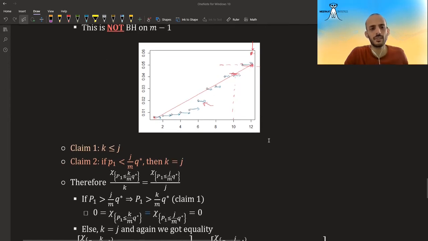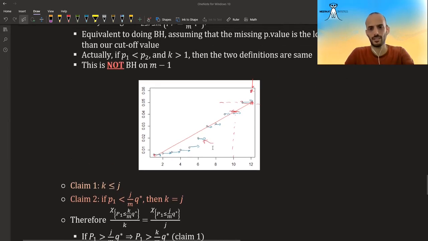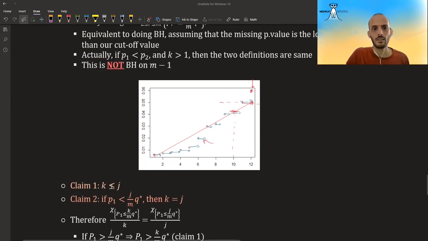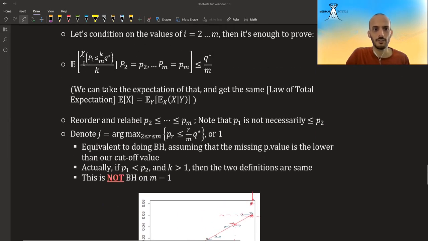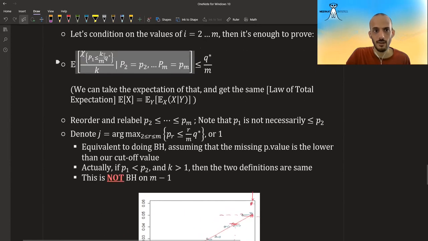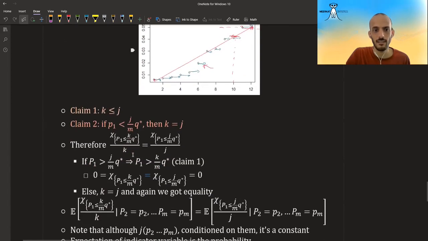Okay, so these are two claims. There are formal proofs for them, but they're a bit more tricky. So I think the graph presentation really explains why these two claims are true. And so let's take them to be true and continue. So looking back to our quantity over here, we can basically say that we can replace the K with a J. We can take the K and replace it with a J.